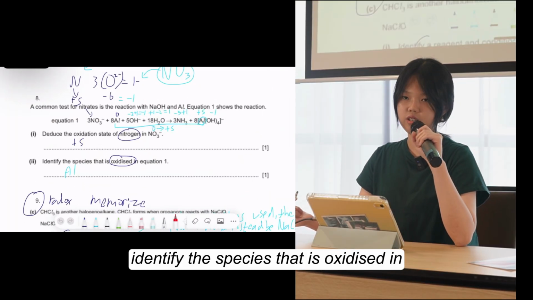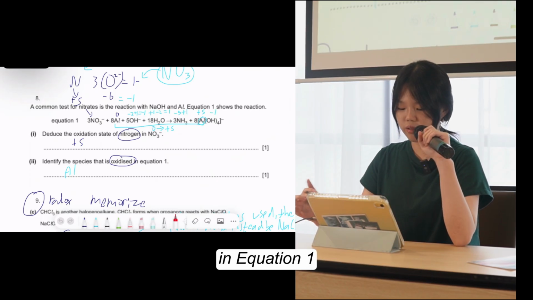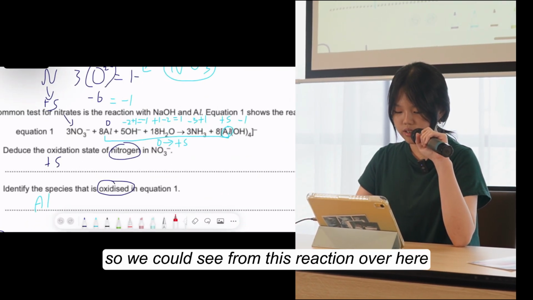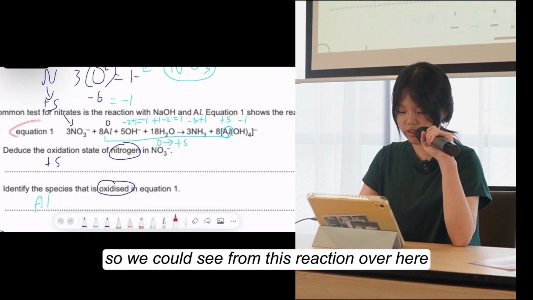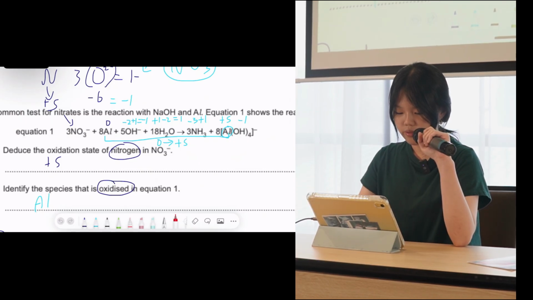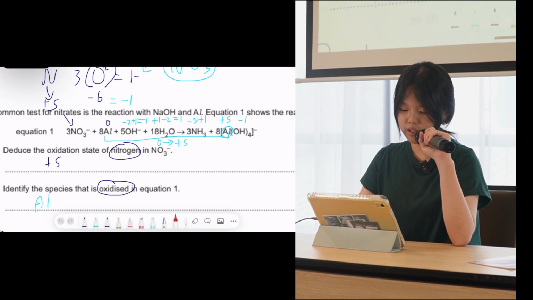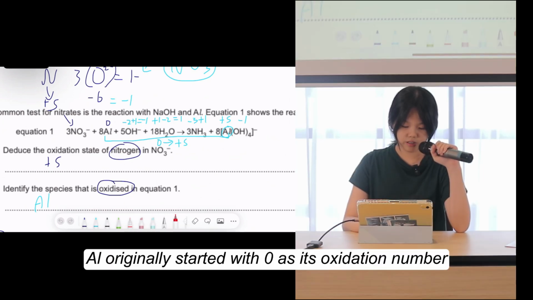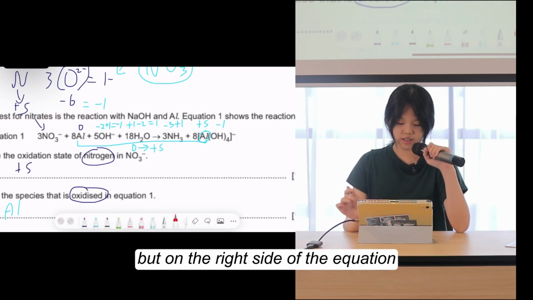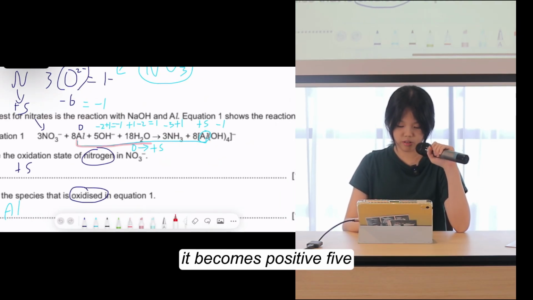Identify the species that is oxidized in equation 1. So we could see from this reaction over here, the species that is oxidized is Al. Because Al originally started with 0 as its oxidation number, but on the right side of the equation, it becomes +5.